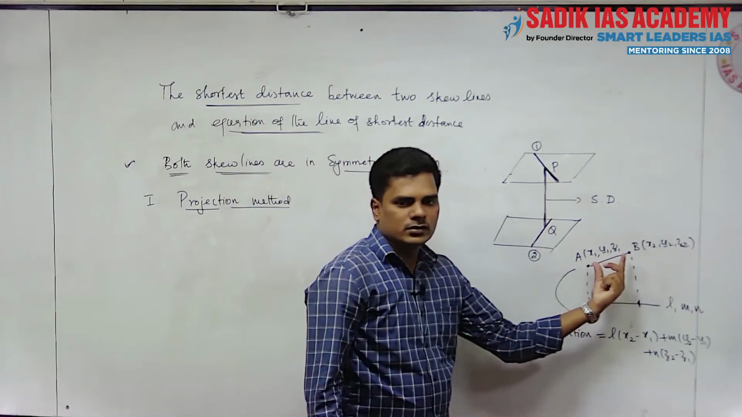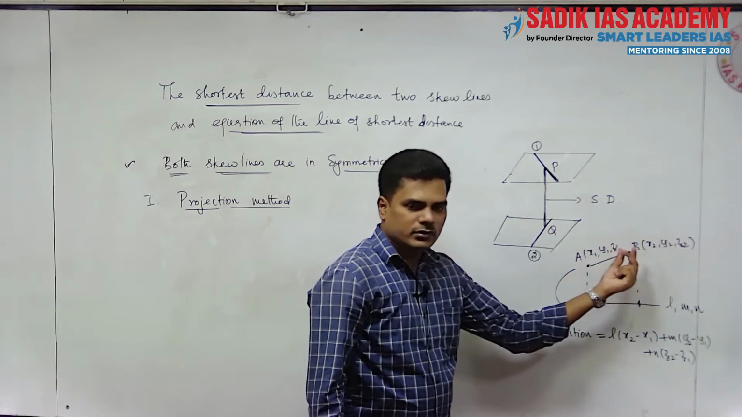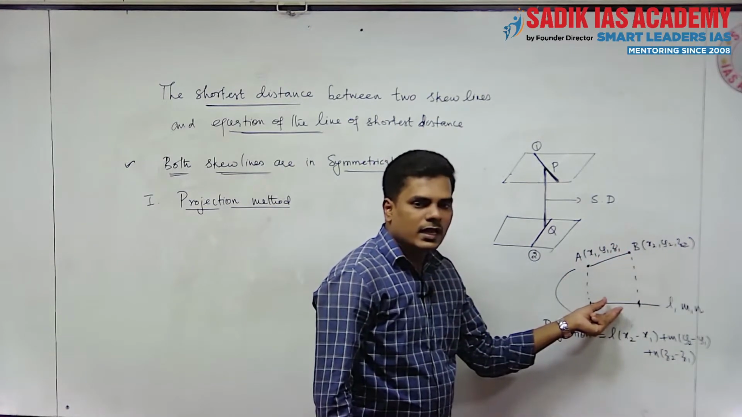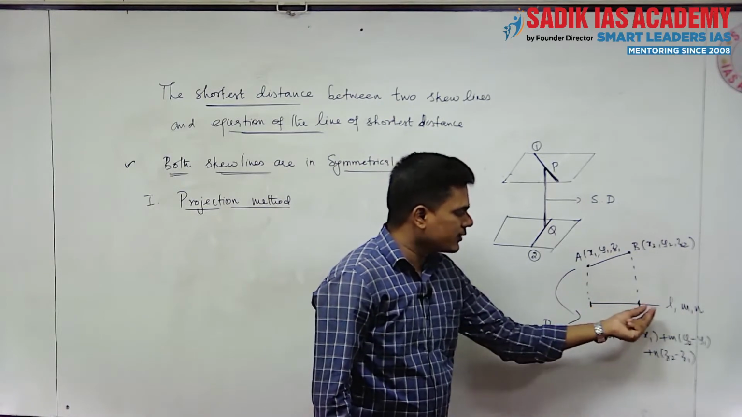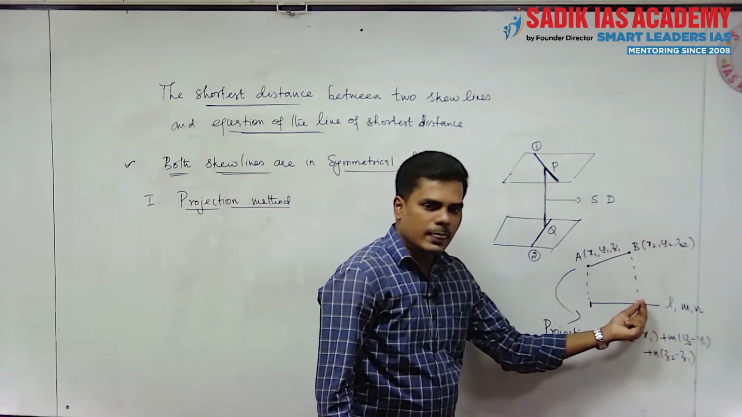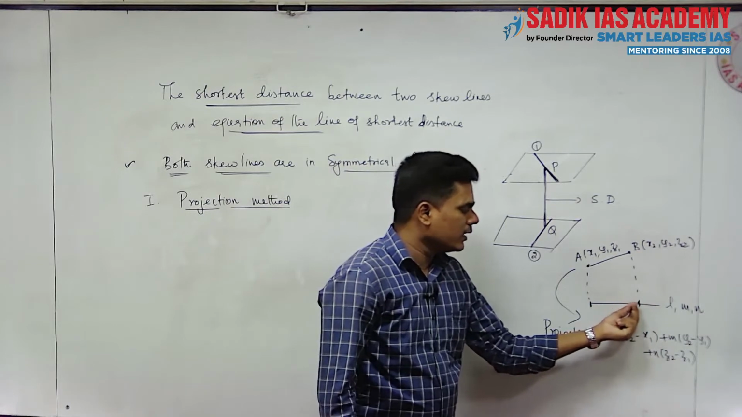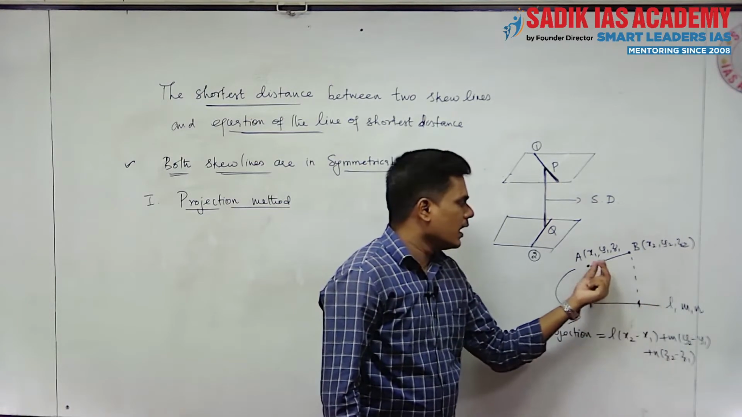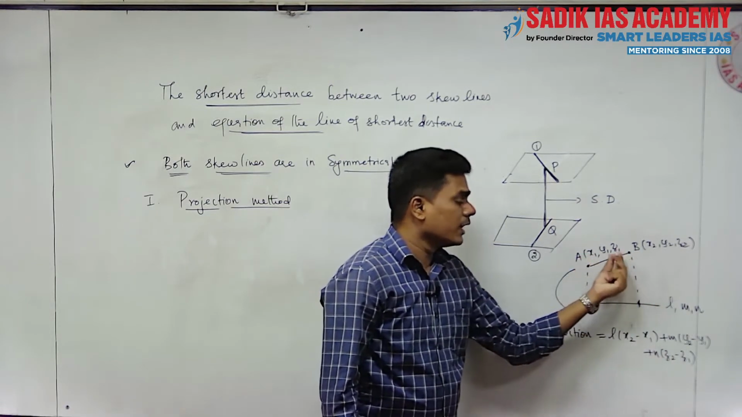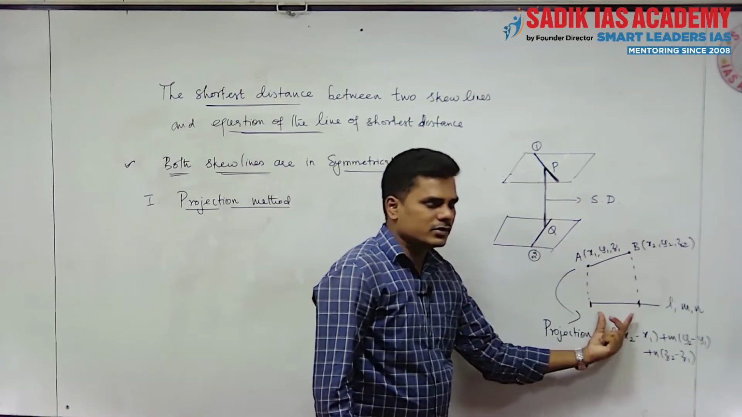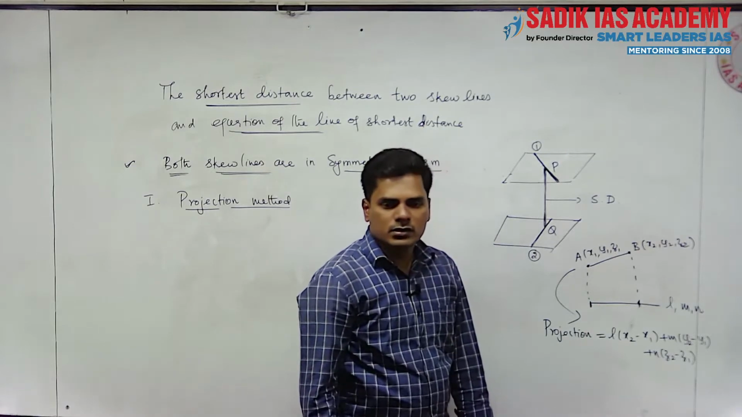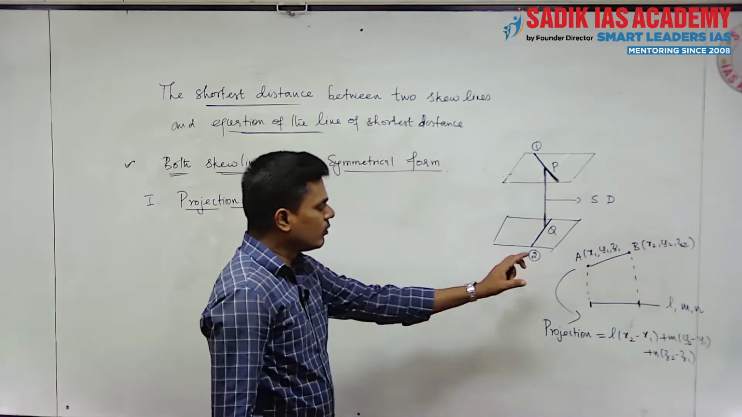Here you should know the coordinates of 2 points. Here you should know the direction cosines of the line where you are projecting. If you know the direction cosines of the line you are projecting on, and the two coordinates of the line which you are projecting, you can find the length of the projection using this formula. So, this one we know.